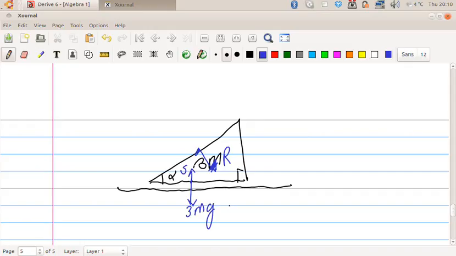And where does this F act? It is applied to the wedge, so there will be an F going this way, and that's all the forces that one feels. And then for the block, it's only really got 2. It will feel the wedge pushing back with R, and it will feel gravity pulling it down with mg.